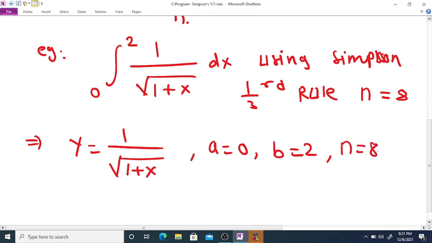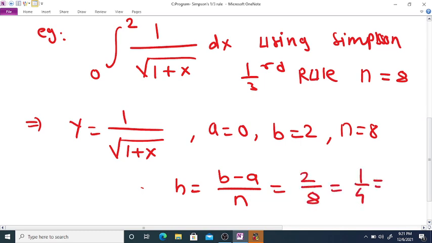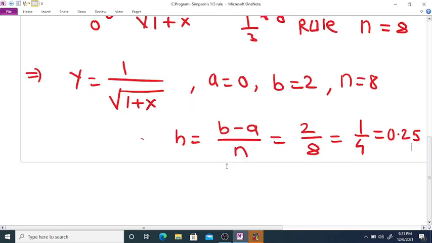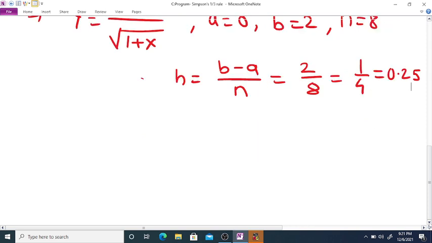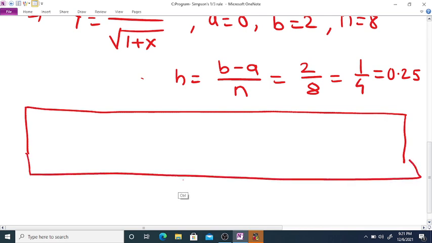So by using this we can evaluate the value of h is equal to b minus a divided by n. So it is equal to 2 by 8 is equal to 1 by 4, so 0.25. So we want to divide the interval 0 to 2 into 8 equal parts, that is 8 equal parts means there are 9 ordinates with the length of the interval 0.25.